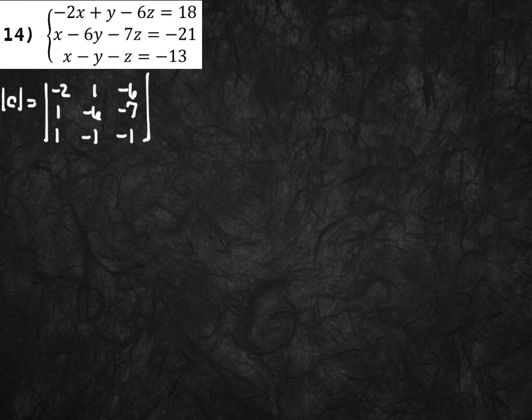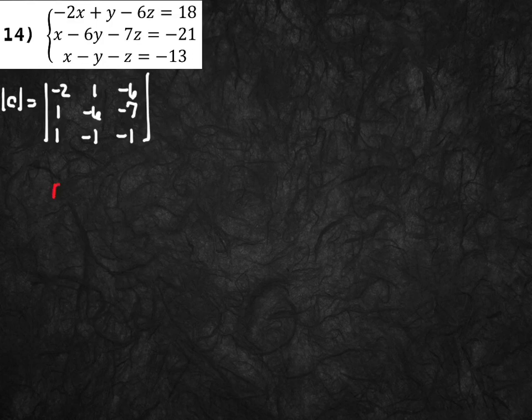On this one, you do not have to get the solution. Just set it all up. And so we're going to set up our 4 different matrices. So starting off with our coefficient matrix. And that's going to be negative 2, 1, negative 6, 1, negative 6, negative 7, 1, negative 1, negative 1. Then I am going to go to where I'm doing the answers.